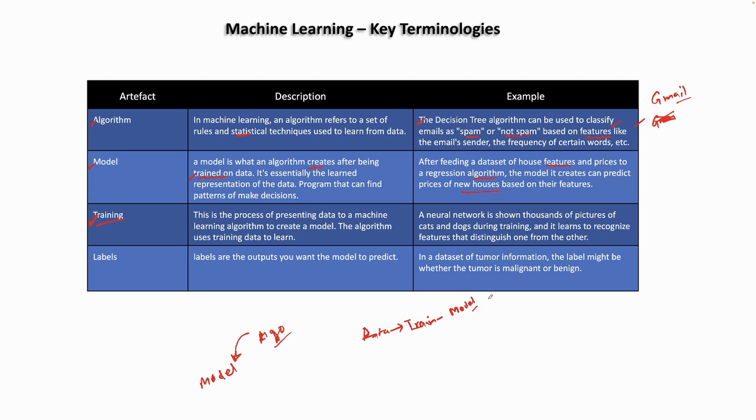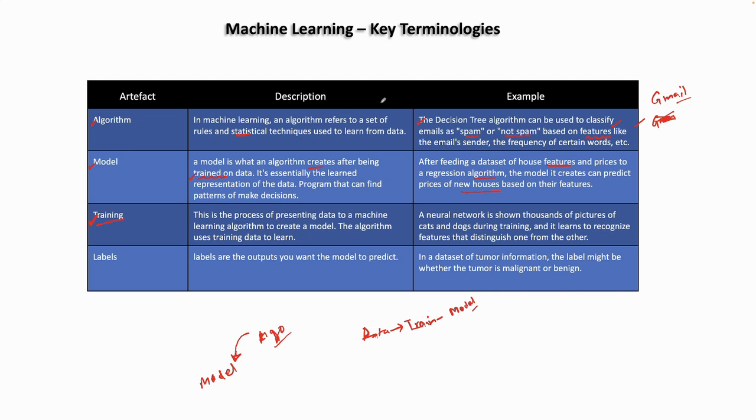And then you create a model. So you take the data, you train the data, and then you create a model. So presenting data to a machine learning algorithm to create a model. Right, the algorithm uses training data to learn. So always remember this algorithm depends on the training data to actually learn from it.